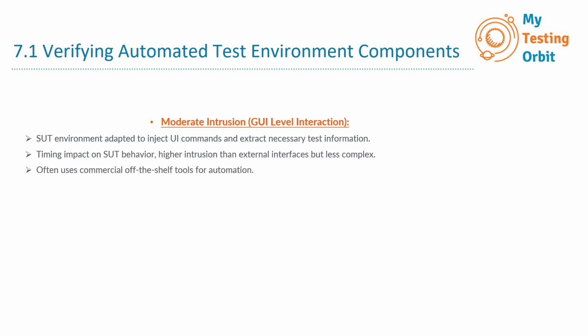The next one is often uses commercial off-the-shelf tools for automation. So this approach frequently relies on ready-made tools that are available for purchase rather than creating specialized testing tools from scratch. It's like using tools that are already made and commonly sold for automating tests instead of building entirely new ones for this specific purpose.